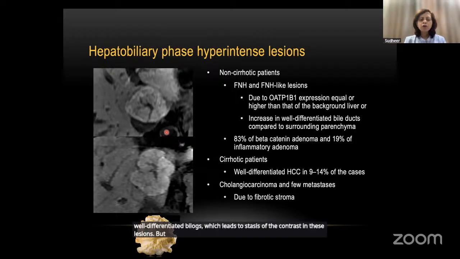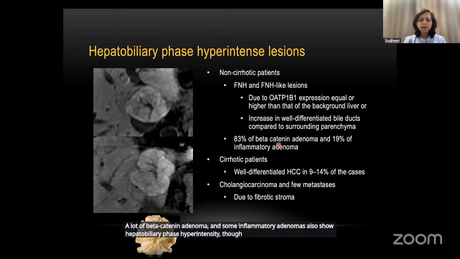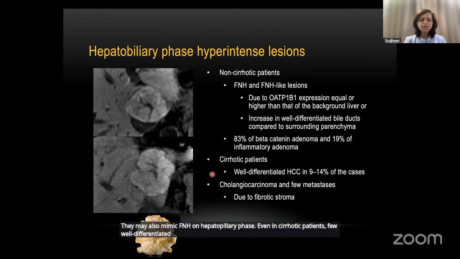But this feature is not always exclusive for FNH. A lot of beta-catenin adenoma and some inflammatory adenomas also show hepatobiliary phase hyperintensity. Though beta-catenin adenoma is a relatively small proportion of adenoma in total, whenever they do happen, they may also mimic FNH on hepatobiliary phase. Even in cirrhotic patients, few well-differentiated HCCs which have functioning hepatocytes may show this hepatobiliary hyperintensity, and some cholangiocarcinoma and metastasis may show this hyperintensity mainly because of their fibrotic stroma or the cystic component.